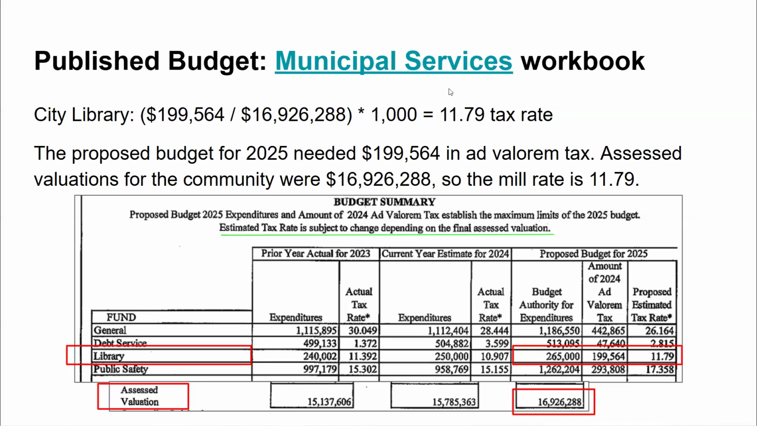And the library has told the city that it needed $265,000 to run the library in 2025. So under proposed budget authority for expenditures, $265,000. That's taking into consideration other revenues like carryover and motor vehicle taxes. So the ad valorem need was reduced from 265,000 to 199,564. Right there.